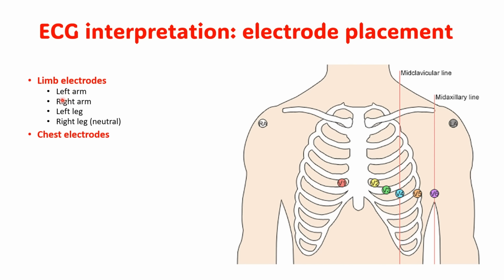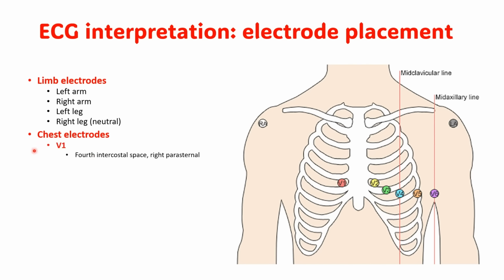So we have electrodes placed on the left arm, left leg, and also on the right leg. The electrode on the right leg typically serves as the neutral electrode. The purpose of the neutral electrode is that it provides a pathway for unbalanced electrical charge, just as a ground would. Essentially, when you have these limb electrodes, you want to place them on a bony prominence. So, for example, on the left leg, the medial malleolus or lateral malleolus could serve as a bony prominence.